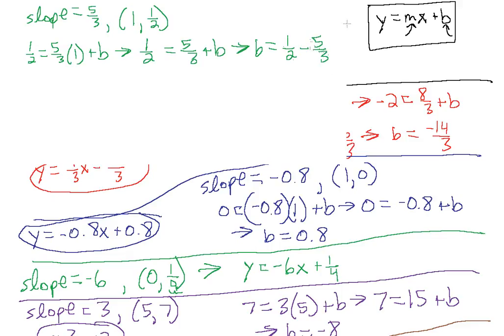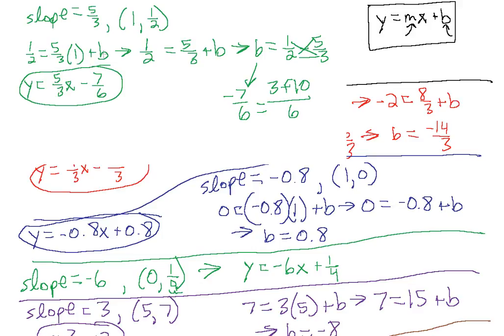Let's use the cross multiplication strategy so we can actually solve for this. So we have 1 times 3 is 3, minus 2 times 5 is 10, divided by 2 times 3 is 6. And this gives us minus 7 over 6, which is our b value. So let's write our equation. We have the general form y equals 5/3 x minus 7 over 6. Okay, and that's our answer.